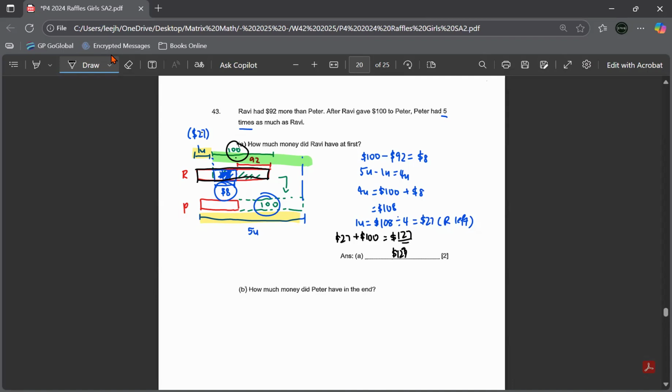Okay? A bit messy, I know. But you need to draw properly. Question number B. How much money did Peter have in the end? Peter in the end got how much? 5 units. So you're looking at 5U.